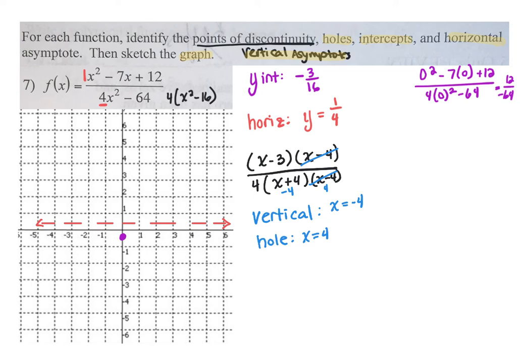Now to figure out where that hole would be, if I want to actually graph the hole, I need a y value, even though there's a hole there. So I can take this 4 and plug it into what's left. X minus 3, so 4 minus 3, over 4 times 4 plus 4. 4 minus 3 is 1, 4 plus 4 is 8, times 4 is 32. So 1/32. So if I go to the point 4 and 1/32, it's going to be right here, and I actually have a hole there. It's a hole, all right?